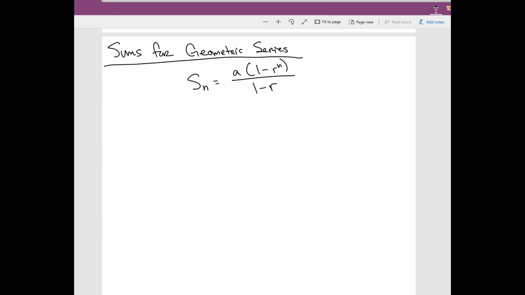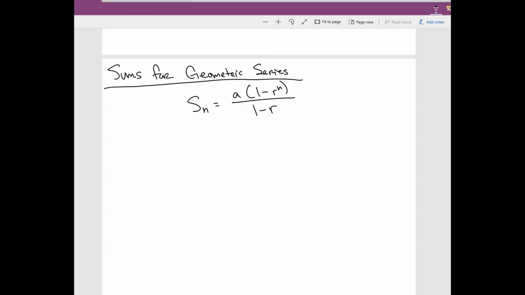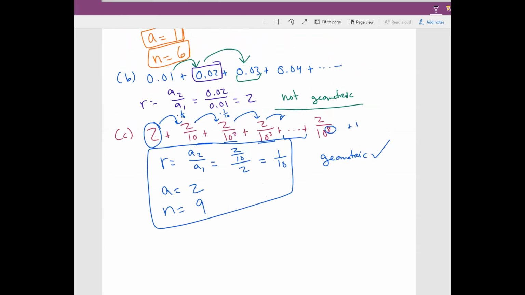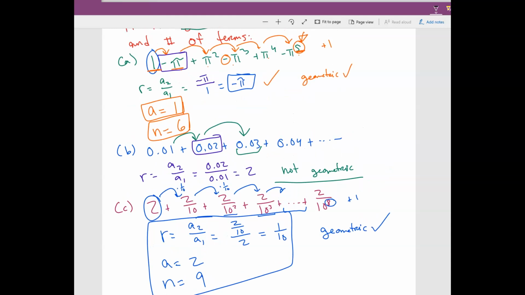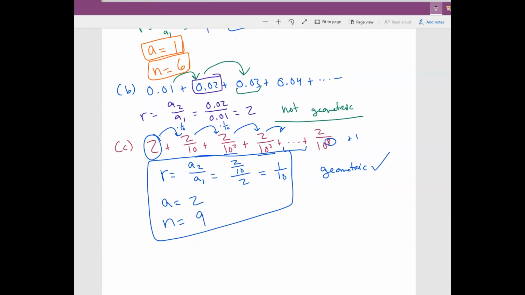So in the previous video, we talked about series, and these series were technically geometric series. Now what we're going to do is look at the sum for the series. So basically, what happens if I add all of these terms together, like let's say part C that we did before? What is it going to give me?